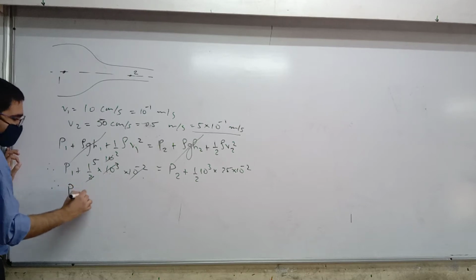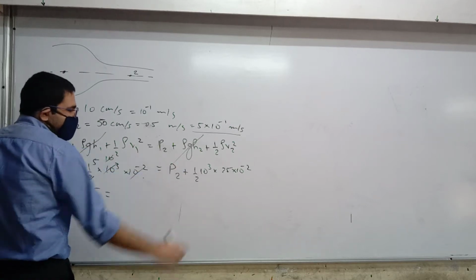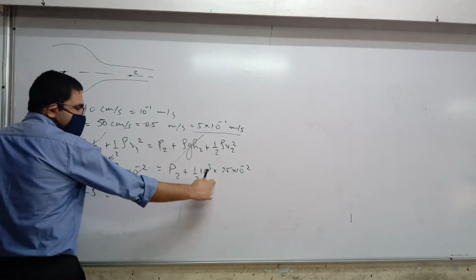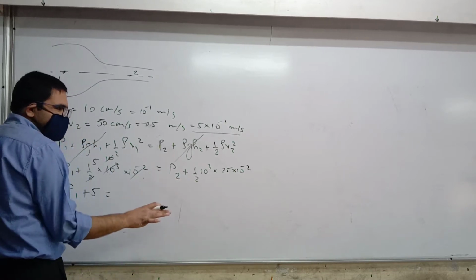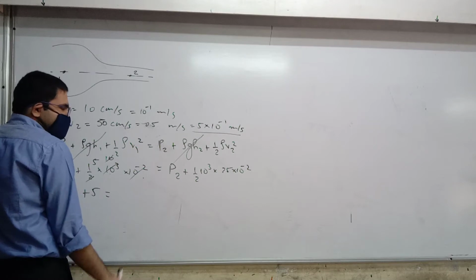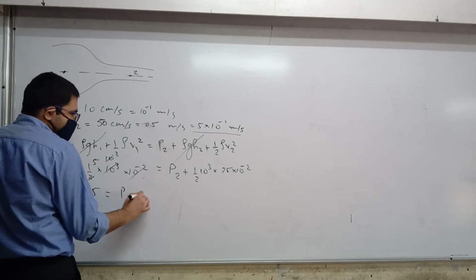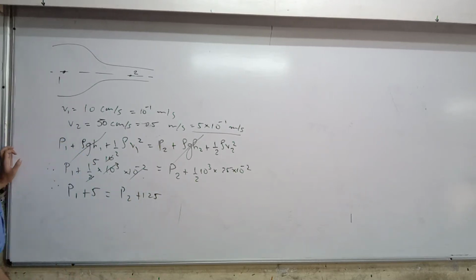So P1 plus 5 is equal to, over here, 5 times 25, which is 125. Okay or not okay? Don't be a spectator. Do it before me, then you will understand. So P1 plus 5 is P2 plus 125, right?